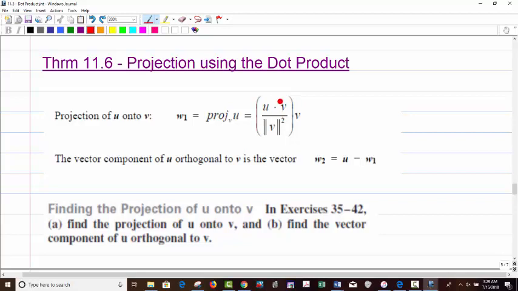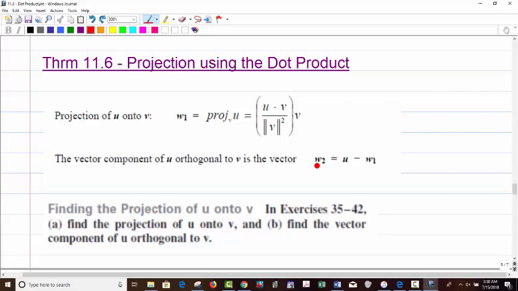So what you have here, everything in these parentheses will be a scalar. U dot v is a scalar, so it's a multiple. The magnitude squared is a scalar, so it's going to be the multiple times your vector v. So the answer is going to be a vector because it's a scalar times a vector. So you will get a vector answer. Then, of course, it's telling you how to get w2, which we just talked about.